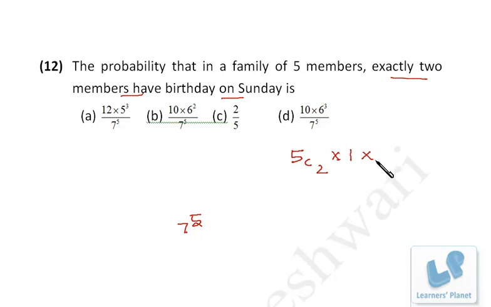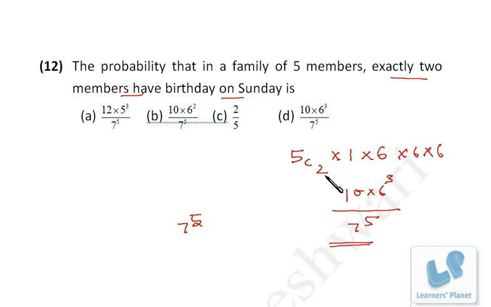Now remaining three people, each person has 6 choices, right? Their birthday is any other day except Sunday. So 6 for the first person, 6 for the second person, and 6 for the third person, right? So it's 5C2, that's what? 5 into 4 by 2, that's 10. So it's 10 into 6 cube by 7 raised to 5. Getting my point? So it's the probability that exactly 2 members have birthday on Sunday.